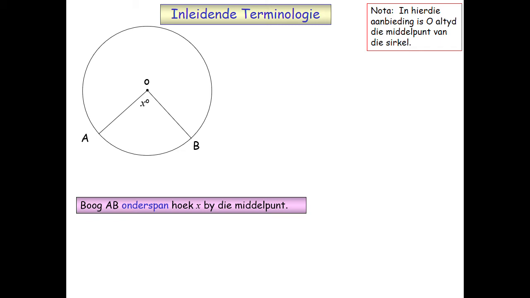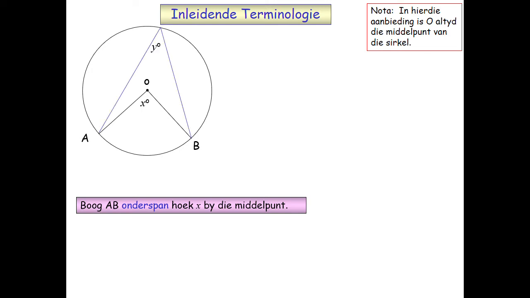Die een slide is Engels en die ander een is Afrikaans, so julle gaan moet fokus. You can't have it always, you decided to be in a bilingual school. Deal with it. Juffrou, shame. Okay, So ons sê boog AB onderspan X by die middelpunt. It subtends X at the midpoint.